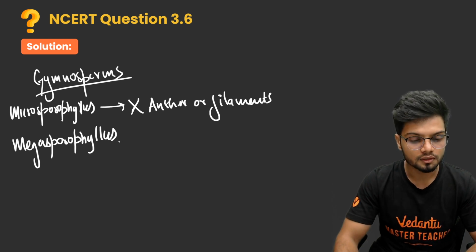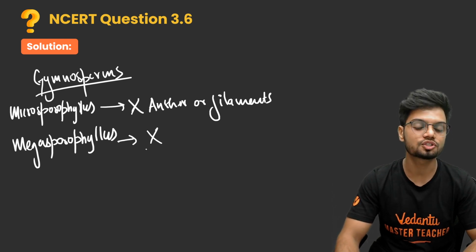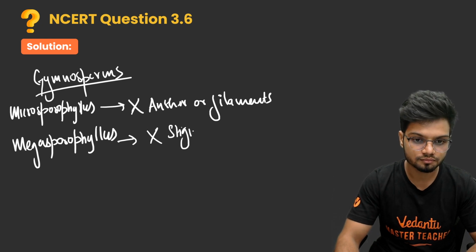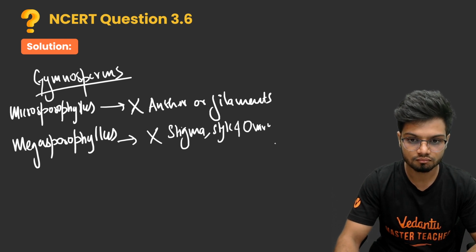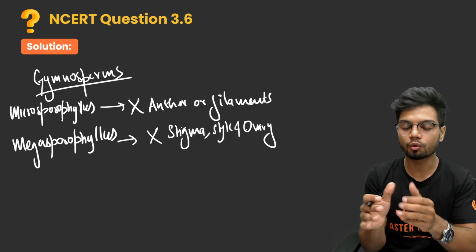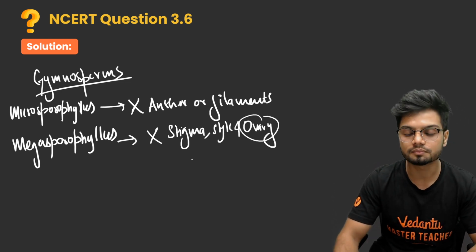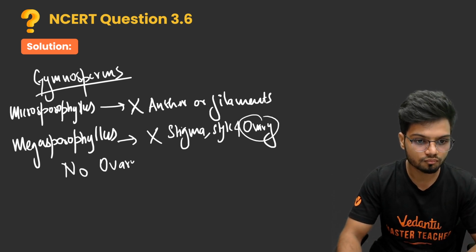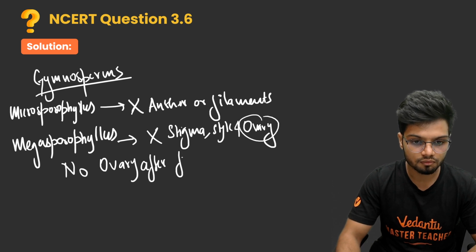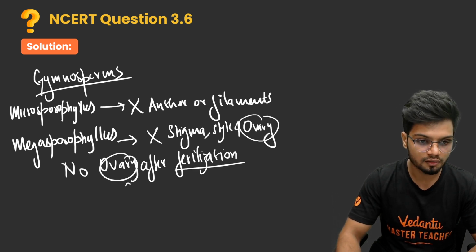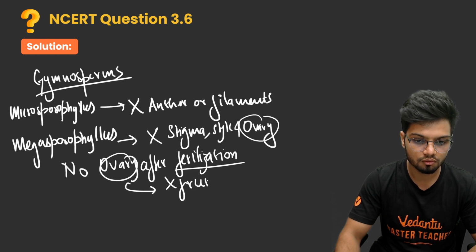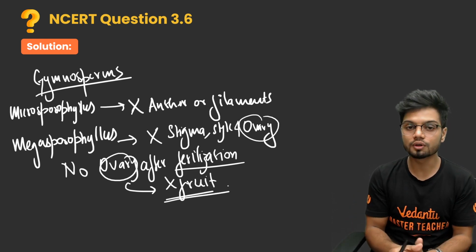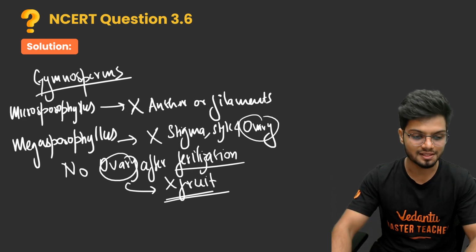Now the megasporophyll is again not differentiated into stigma, style and ovary. If there is no differentiation of ovary, we can also say there is no ovary after fertilization. If there is no ovary, there is no fruit, hence the seeds are naked here.